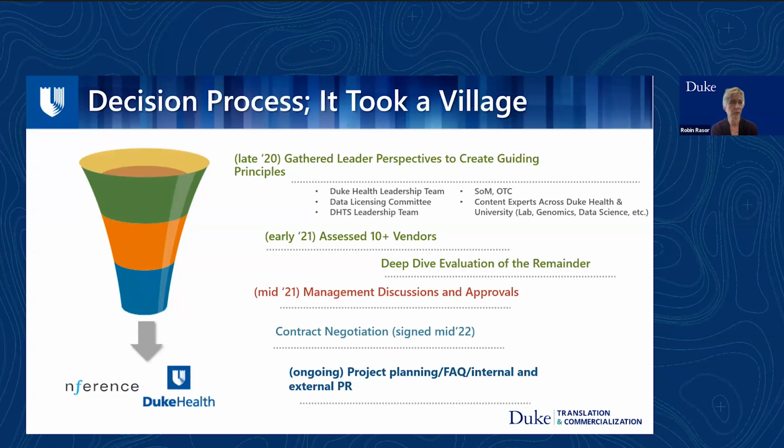A variety of very high level people all across the School of Medicine and the health system got together talking about, all right, what are our principles? What do we want to do? What makes sense for the university and the health system? They started talking to a variety of potential partners and did a deep dive, evaluating a number of them: what partnerships make sense for us, who do we like working with, et cetera. Then by 21, a fair amount of management discussions and approvals. And then, as you might expect, the contracts took some time, and that was signed in mid 2022.